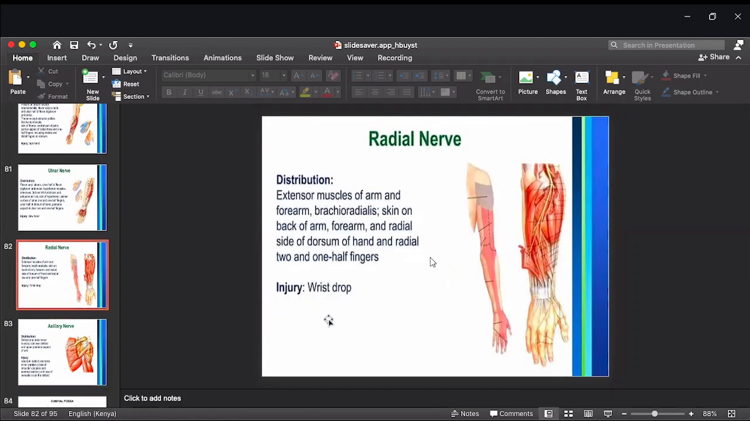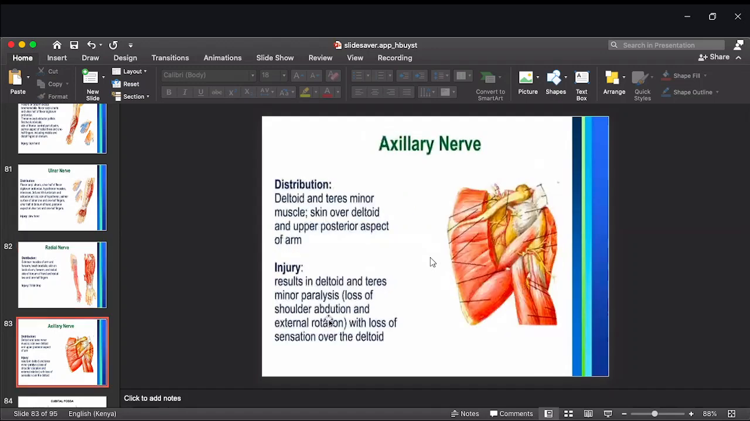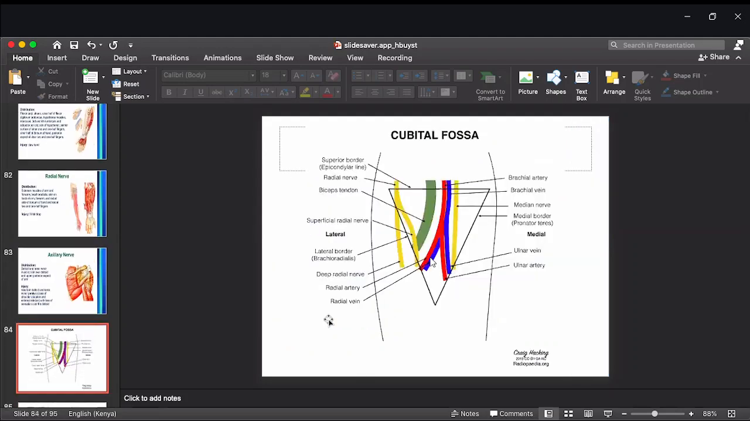You'll see many patients with wrist drop as a physiotherapist or as a nurse, and you're actually able to identify that. The axillary nerve mainly supplies the deltoid and the teres minor, and the skin over the deltoid and upper posterior aspect of the arm. Injury results in deltoid and teres minor paralysis, loss of shoulder abduction, and external rotation.